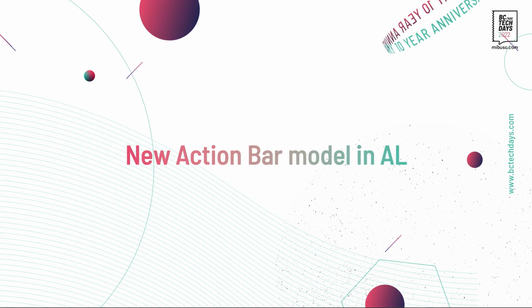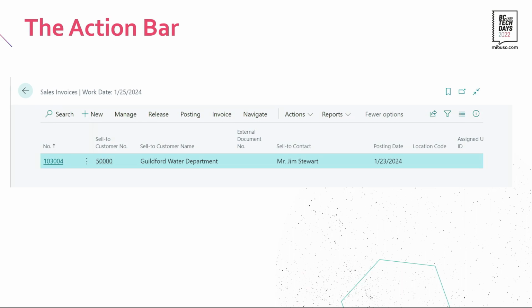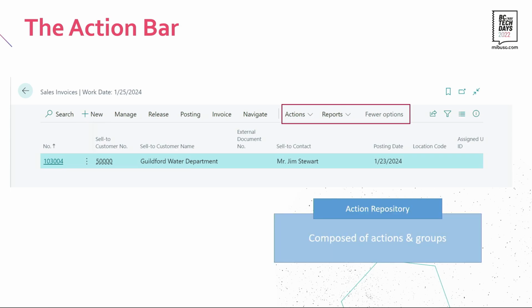All right. So now we'd like to introduce you to the new action bar syntax we implemented for the fall release. But before doing that, I think it's best to explain how the action bar is made today. So here you see a very typical action bar in Business Central, and there are two parts to it. There's one on the right-hand side here. We sometimes also call it the action repository. So this is where all the actions you define in AL, including groups, will show up by default.